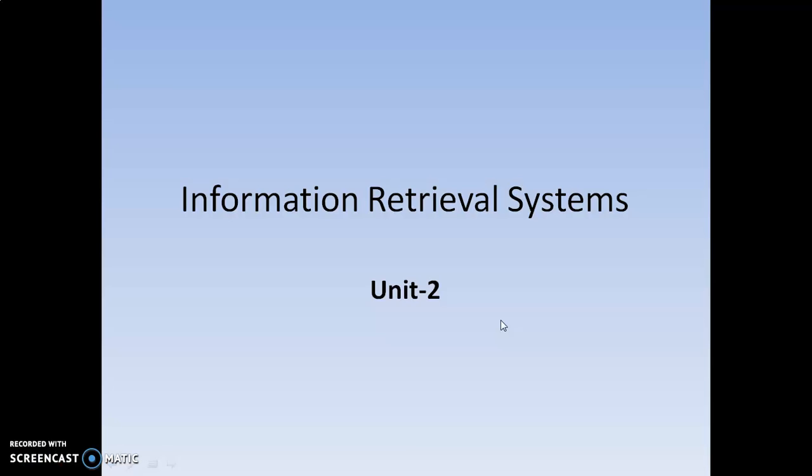But in this particular video, I am going to give clear information regarding the contents of unit 2. For this, I have posted the syllabus in the form of a video, which covers the entire subject, information retrieval systems. It is divided into 5 different units, and each unit has important topics that I am going to discuss. Please watch the video for further information.